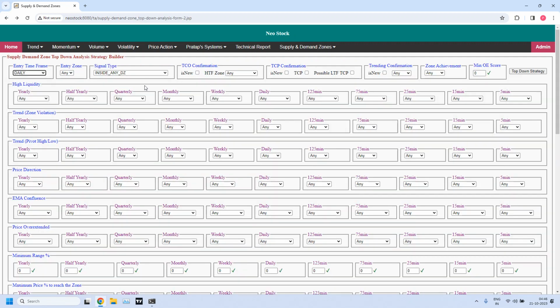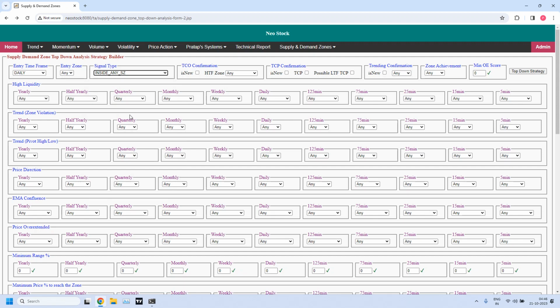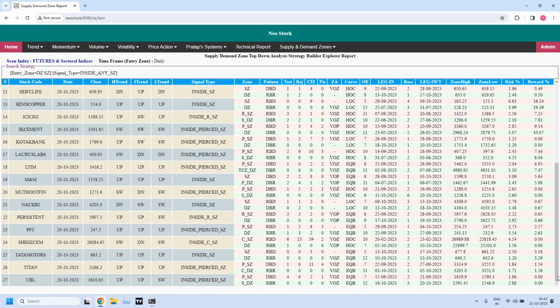For entry time frame daily, let us find the stocks where price closed inside the daily supply zone. So this is the filtered list. So a total of 27 stocks closed inside the daily supply zone.